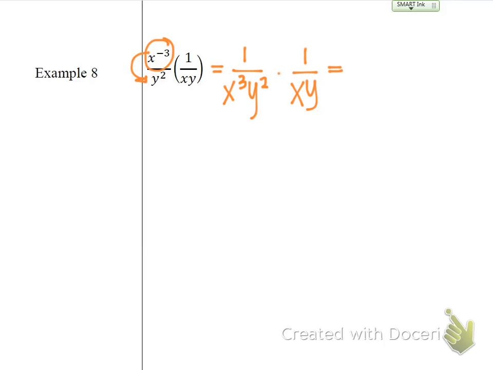Now we can just multiply straight across. What's 1 times 1? 1. What's x to the 3rd times x? X to the 4th. And what's y to the 2nd times y? Y to the 3rd. And that's your answer.